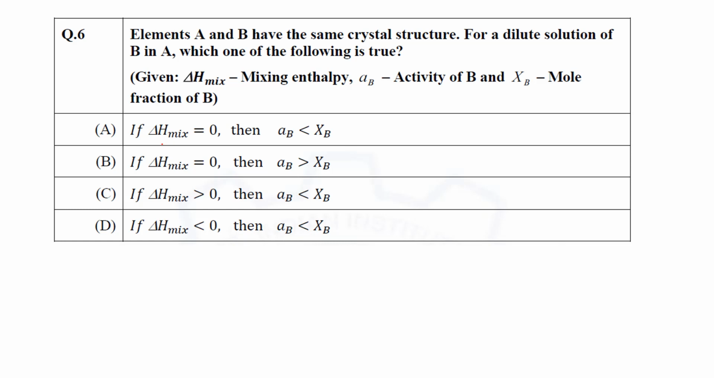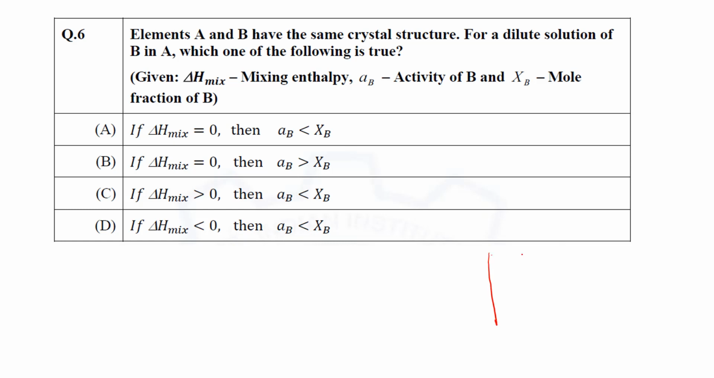First option is if delta H mix equal to 0, then A_B smaller than X_B. If delta H mix equal to 0, then A_B greater than X_B. If delta H mix greater than 0, then A_B smaller than X_B. If delta H mix is smaller than 0, then A_B smaller than X_B. So this question is related to Raoult's law.